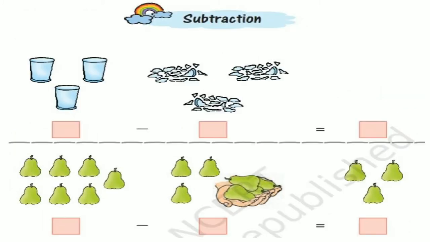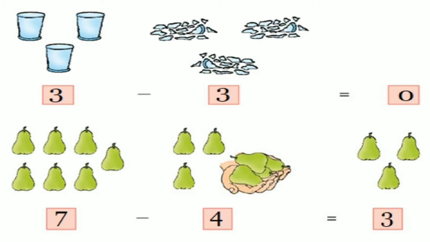In the next picture, you can see some green pears. How many green pears are there? 1, 2, 3, 4, 5, 6, 7. There are 7 green pears. If we take away 4 green pears, how many will be left? Let us count the numbers from 4 to 7. 5, 6, 7. So how many numbers have we counted? 3 numbers. So 7 minus 4 is 3.